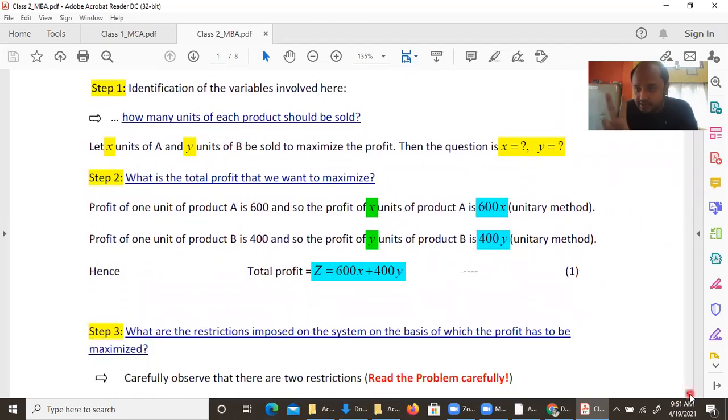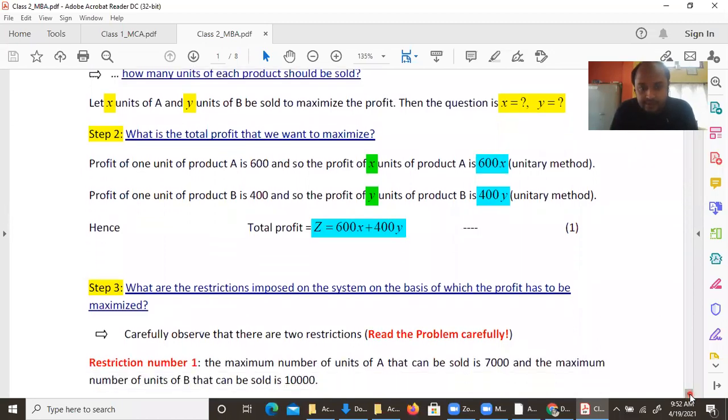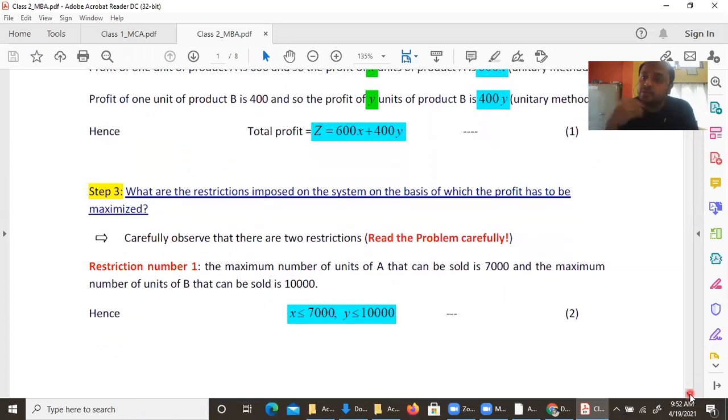So I have got two things from step 1 and step 2. From step 1, I have got the variables. From step 2, I have got a function, which is the profit function, and I'm going to maximize that. Step 3, I have to look for different constraints. Constraints are actually known as restrictions, different sorts of restrictions, which you have to identify from the problem itself. In mathematics, these restrictions are known as constraints.